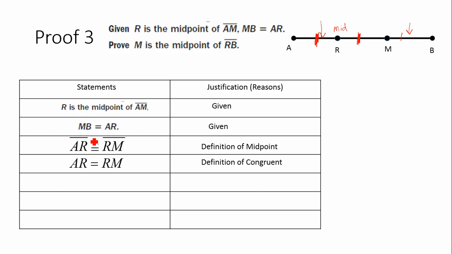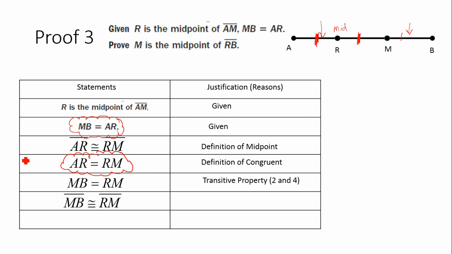Now notice we took away the congruent sign and just changed it to an equals because I need to use this other piece of given information here which had an equal sign in it. MB is equal to AR and AR is equal to RM. So we know that MB has to equal RM using that transitive property. And I combined steps 2 and 4 here in that transitive property. Oh, and I hit one more button here. If they're equal in length, then they're also congruent, which is good. So that's the definition of congruency. When they're equal in length, that means they're congruent segments.